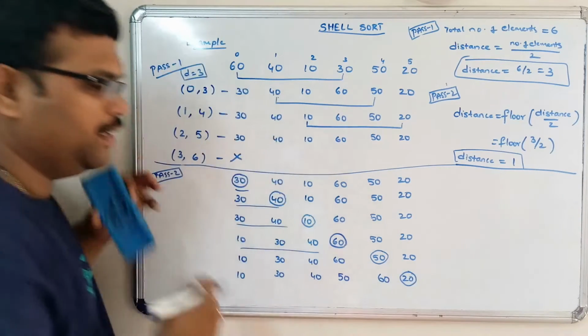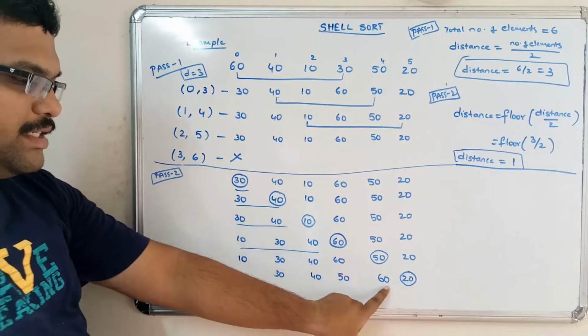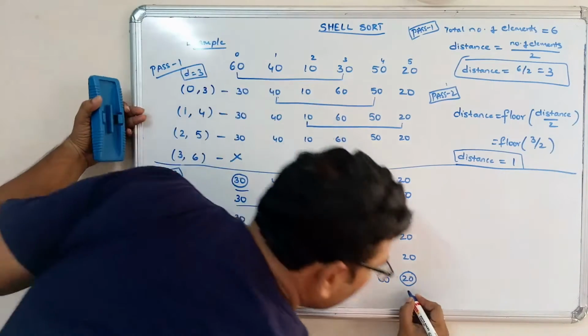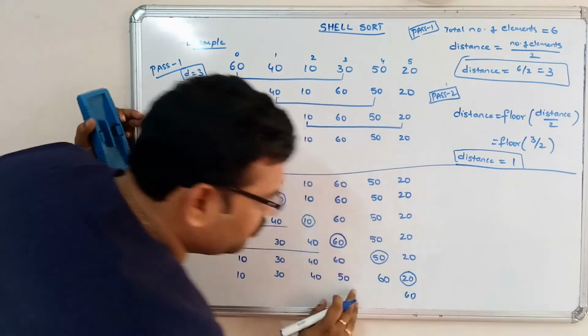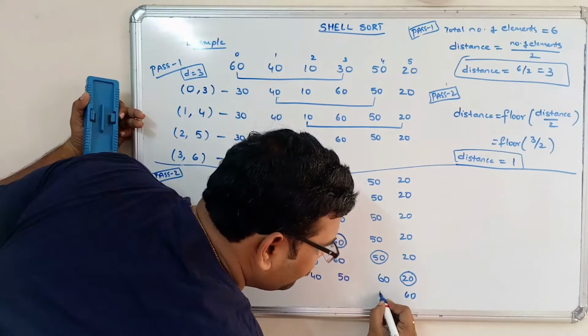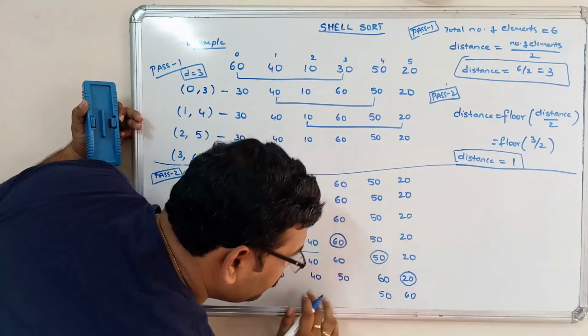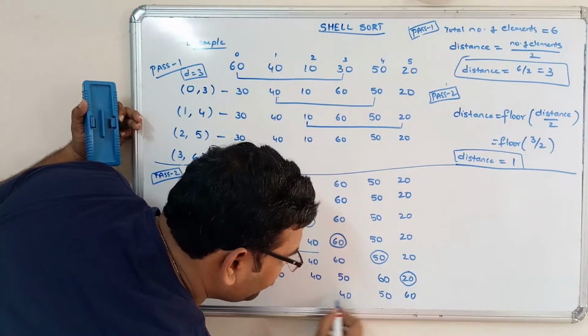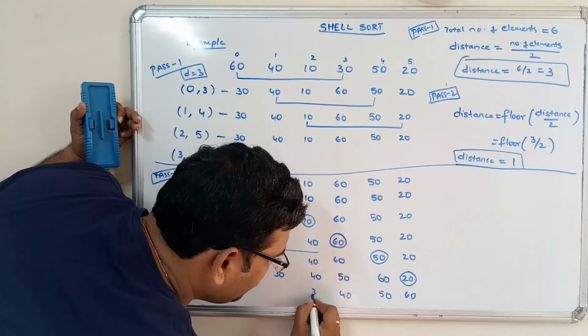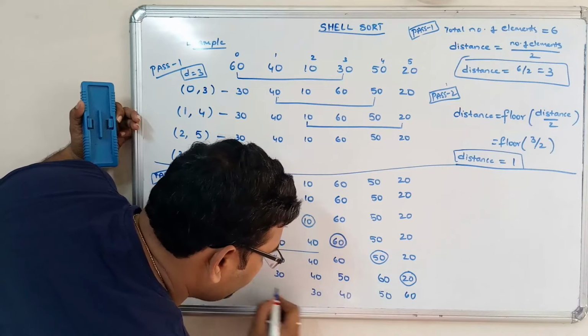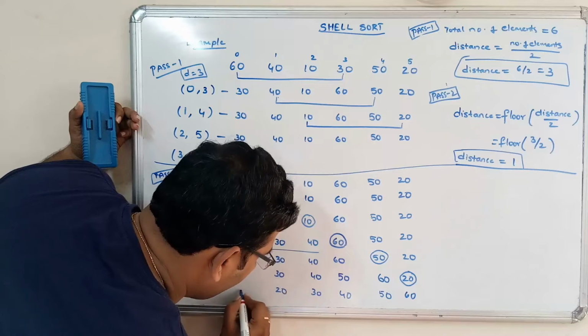Now compare 20. So 20 is less than 60. So move 60 towards its right. So 20 is less than 50. 50 is moved towards here. 20 is less than 40. 20 is less than 30. 20 is greater than 10. So here we have to place.